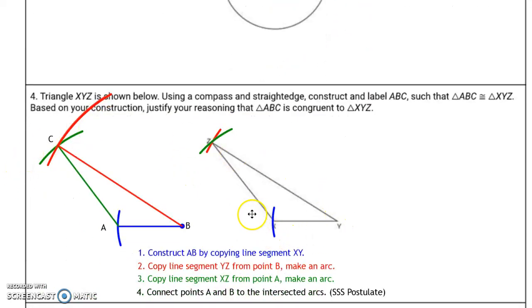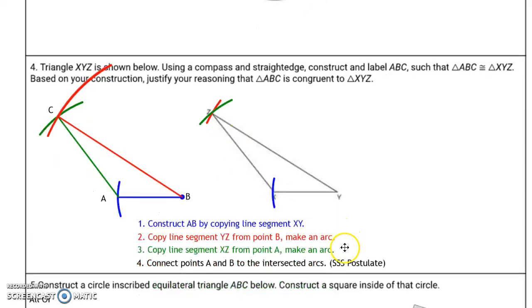For number 4, there are a number of different ways to do this, to copy a triangle. I think the easiest way to do it is to do the SSS Postulate, which means we're going to copy one side, and then from that side, we're going to copy the lengths of each of the other sides. So you can see that I did that in green and red respectively. And then once I'm done with that, I find the point of intersection and I connect the dots. This point is going to be exactly the correct distance away from point A because it's the same as the distance from Z to X. And this point is also the same distance away between C and B as between Z and Y.